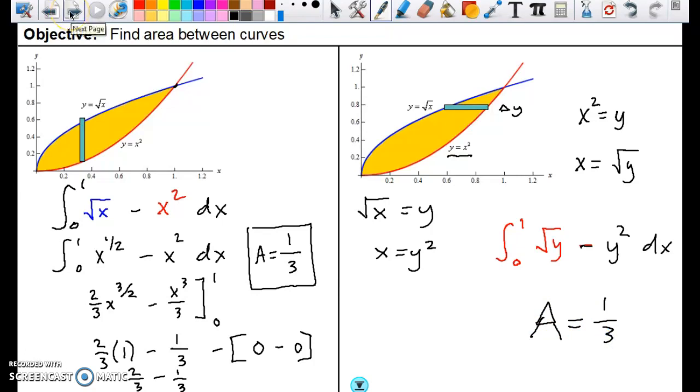Alright, so what did we learn? If the rectangles are horizontal, my function needs to be solved for x. And you need to decide which of those functions is farther to the right or on top. If I were to turn the screen 90 degrees counterclockwise, this one would be farther to the top. Basically it would be x2 minus x1.